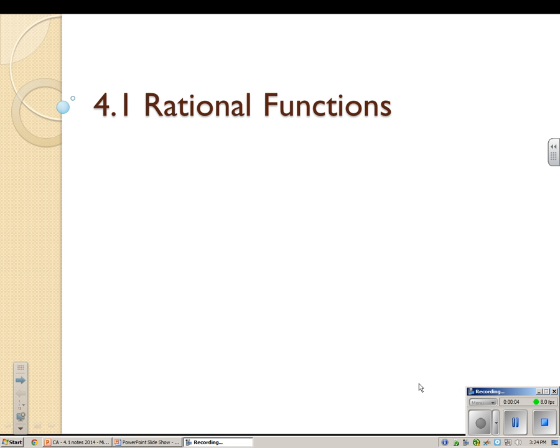This lesson is for Chapter 4, Section 1, so if everybody would turn in their books to page 312 and get out their notebook, we will get started.